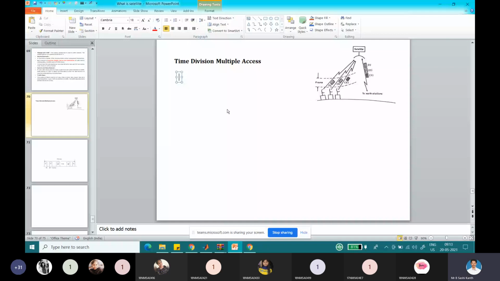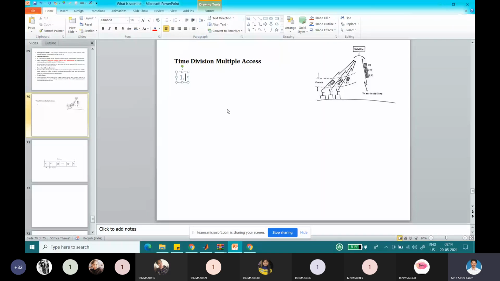I'll write in terms of points about time division multiple access, and on the right side we have the figure that shows how the time division is taking place. So we'll be starting with time division multiple access now.